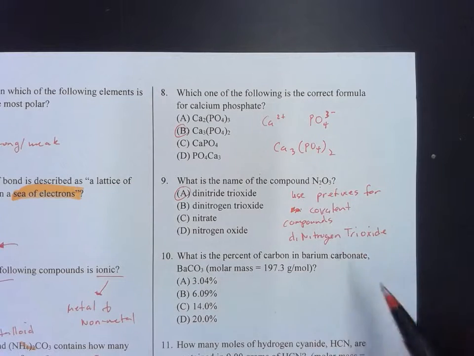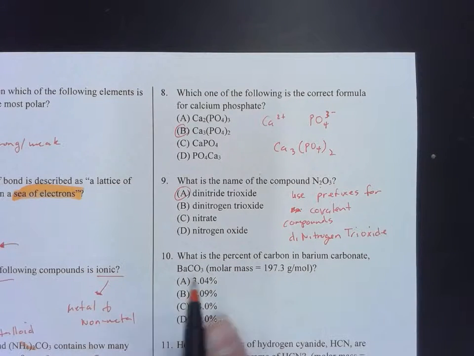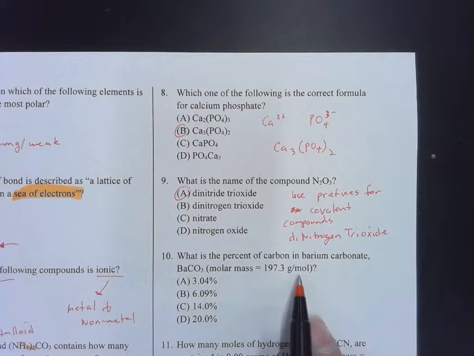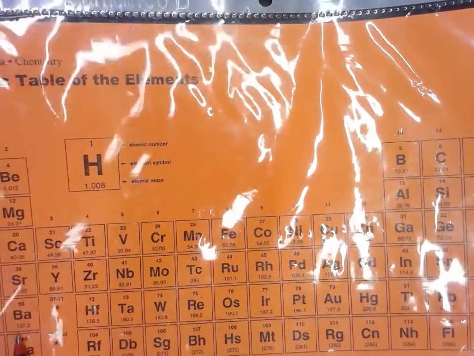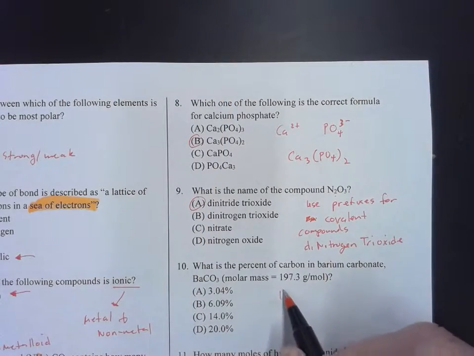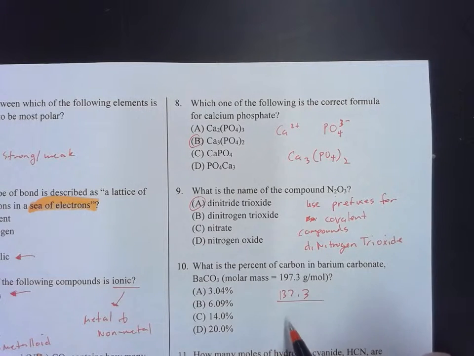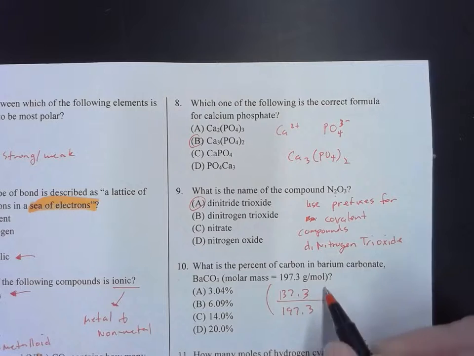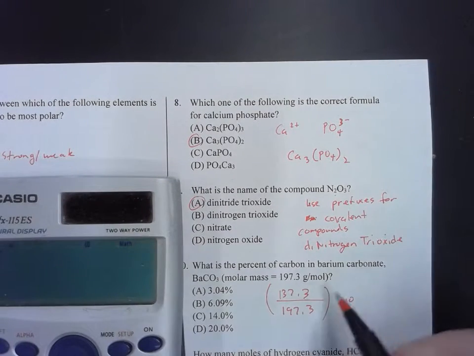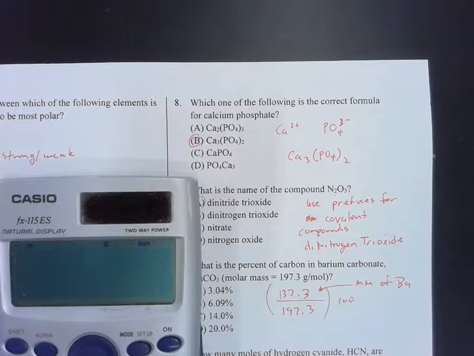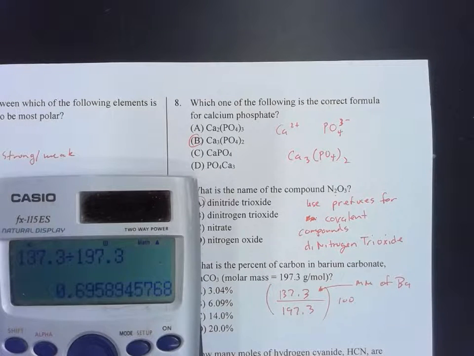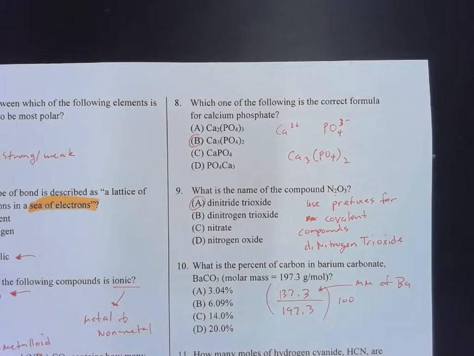So dinitrogen trioxide. Okay, what is the percent carbon in barium carbonate? Molar mass is 197.3 grams per mole. Okay, so we got to figure out what the molar mass for barium is. Molar mass for barium is 137.3. There's one of them, 137.3. That's one barium, okay, divided by 197.3. And we're going to take that times 100. So that's going to do that. 137.3 divided by 197.3 times 100. We got 69.5. Ooh, that's not right. One moment.